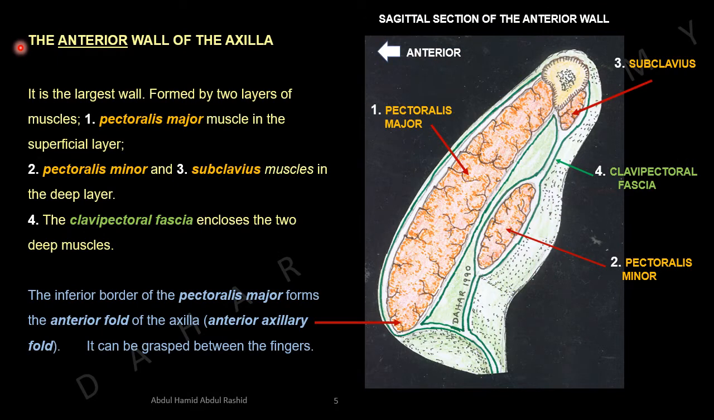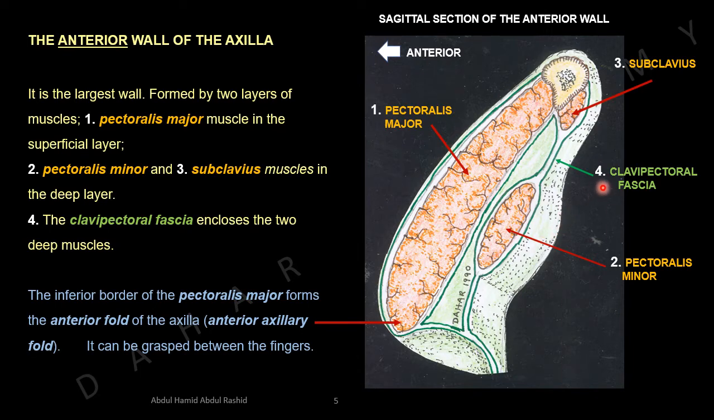The anterior wall of the axilla. Look at the diagram. This is sagittal sections of the anterior wall of the axilla. This is anterior, this is posterior. The anterior wall of the axilla is the largest wall, formed by two layers of muscles. Number one, this is pectoralis major muscle in the superficial layer. Number two, pectoralis minor muscle, and number three, subclavius muscle are in deep layer behind the pectoralis major muscle.